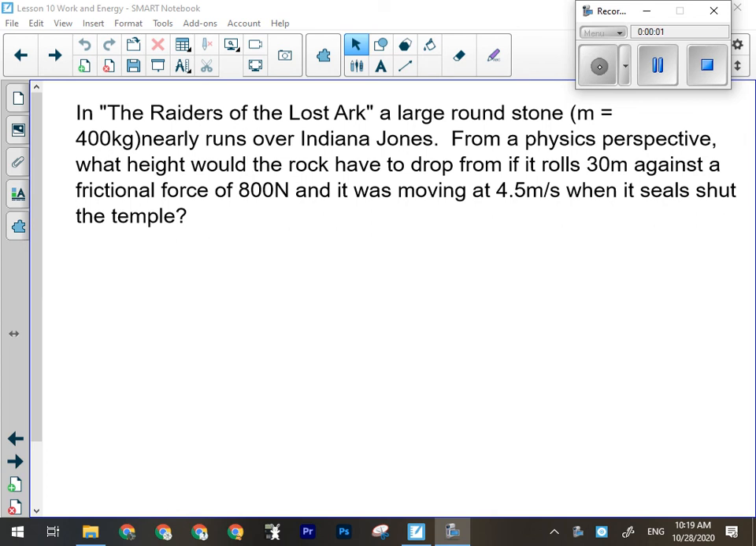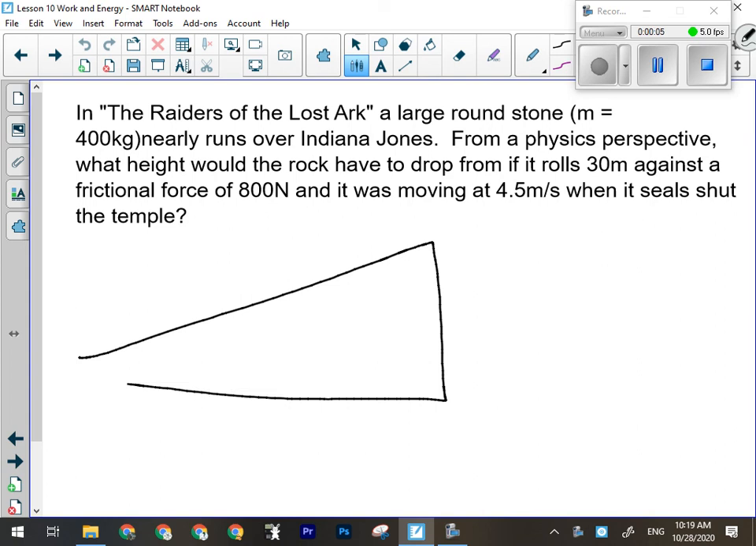Okay, so what we're really looking at here is similar to what we did yesterday. We're going to have an inclined plane, because that's essentially what the rock is rolling down. The rock starts up here, 400 kilograms. When it gets down to here, it's still 400 kilograms, but it's moving at 4.5 meters per second.